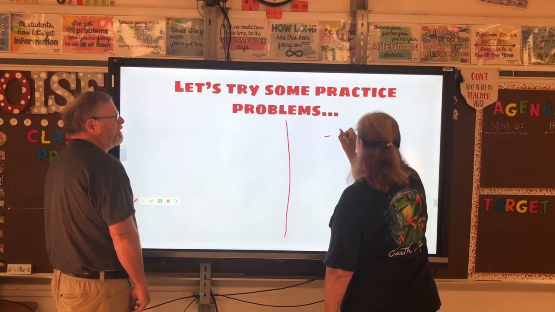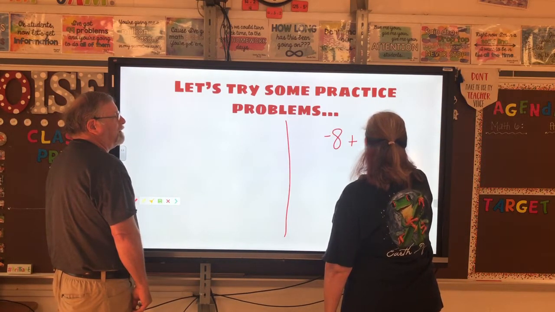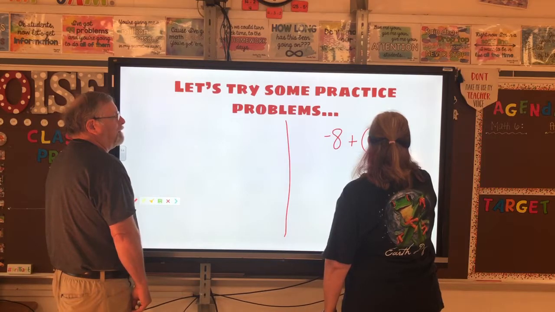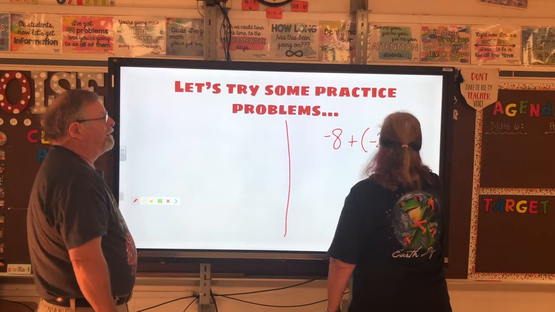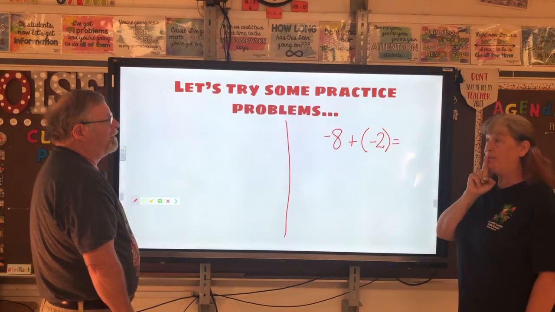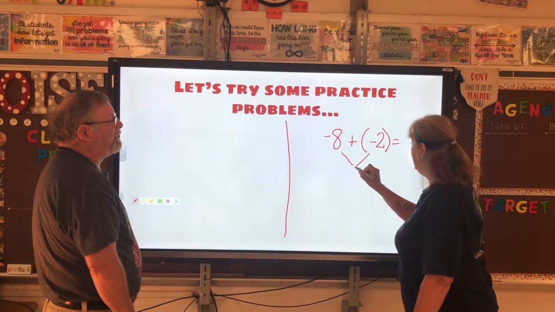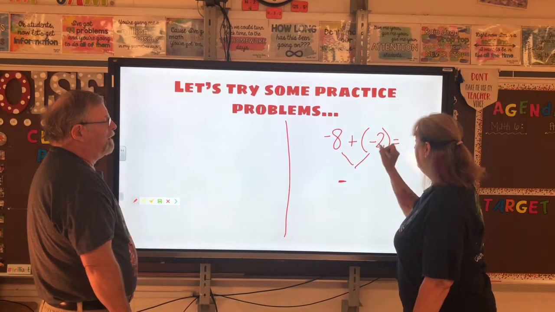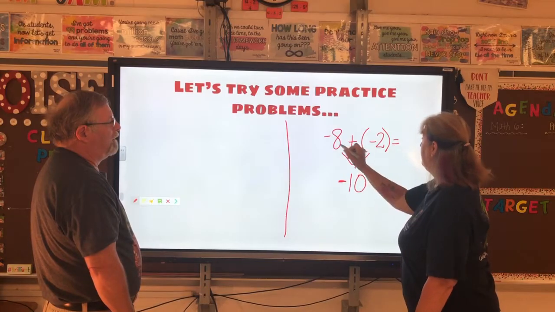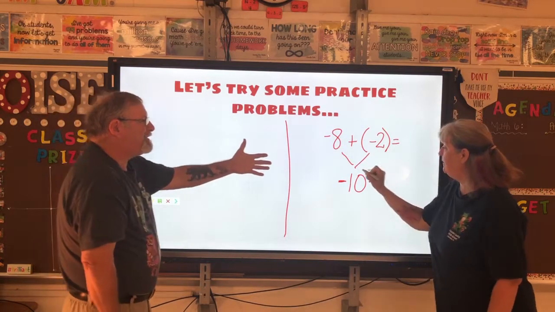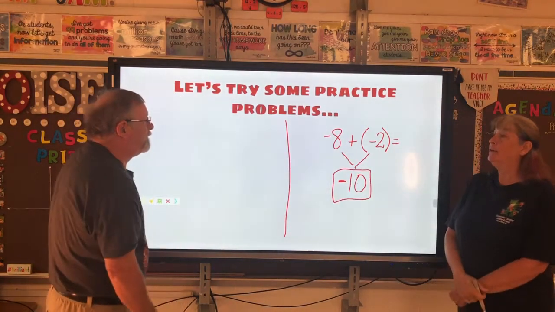Okay, all right. Negative 8 plus negative 2. I have 2 negatives. Same signs, add and keep. I have a negative, and add the 2 numbers. 8 plus 2 is 10. Same negative sign, add and keep.